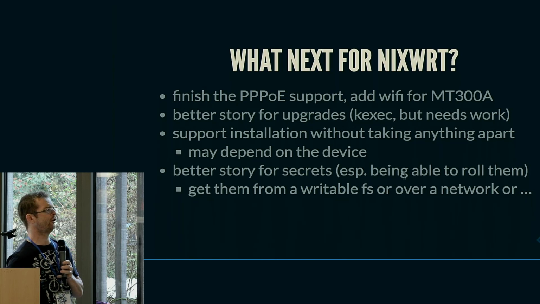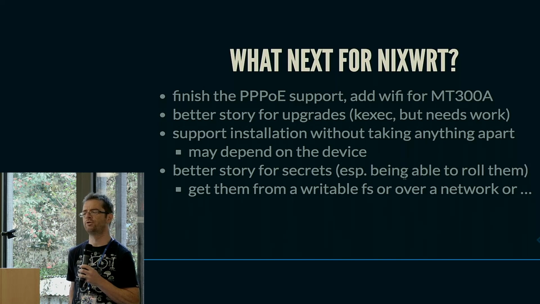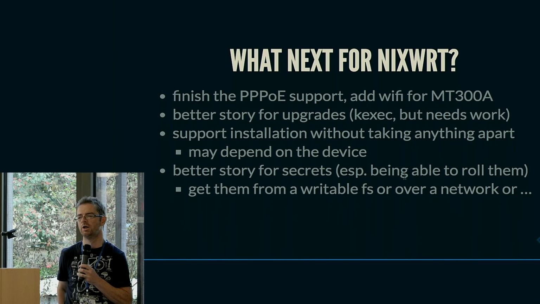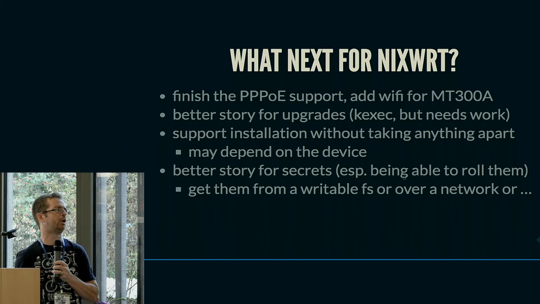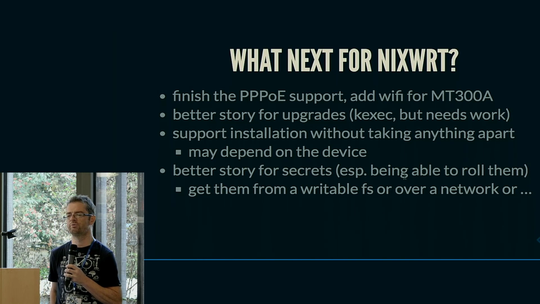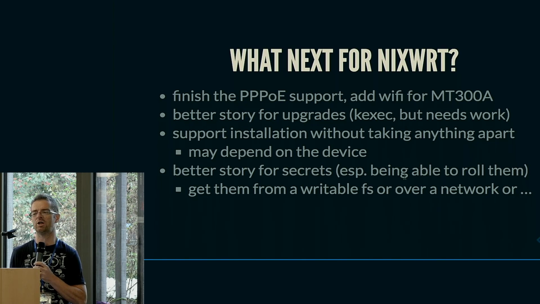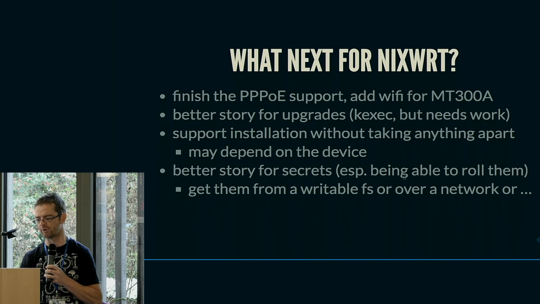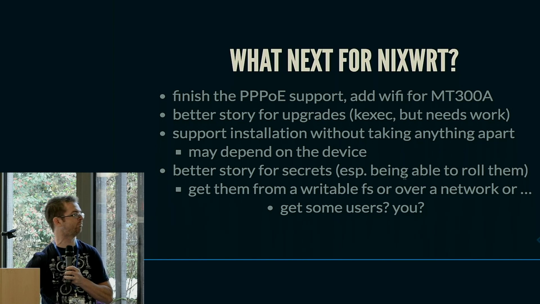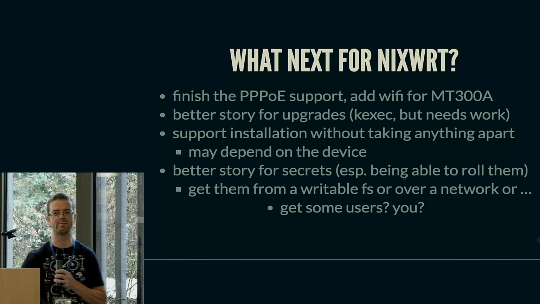And a better story for secrets. So at the moment we don't put secrets in the Nix store on the build machine. I've been quite careful about that because I check that into GitHub. But they do end up burned into the image. And if you want to change your password, then you end up having to reflash the image, which doesn't feel quite right. So design something which will get them from a writable file system or over a network or something else. I can quite see the appeal of network-based secrets if you're managing a decent-sized fleet of devices. And perhaps even get some users, because at the moment it's just me.